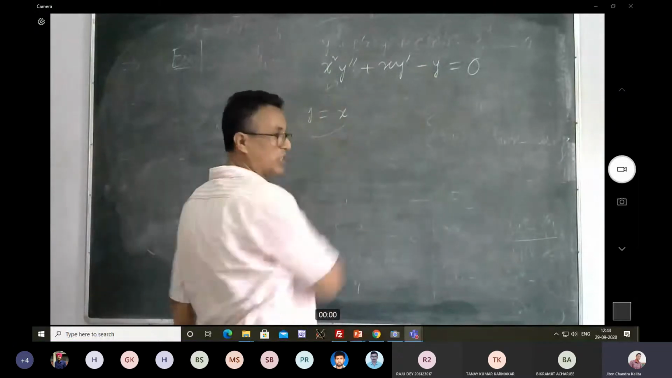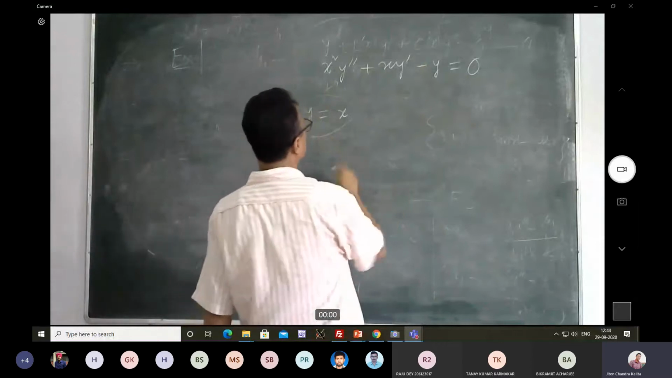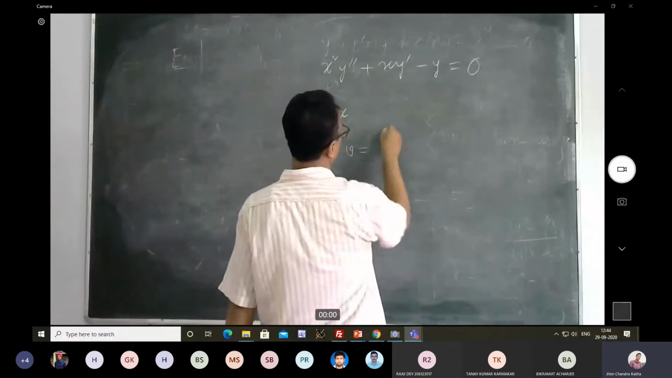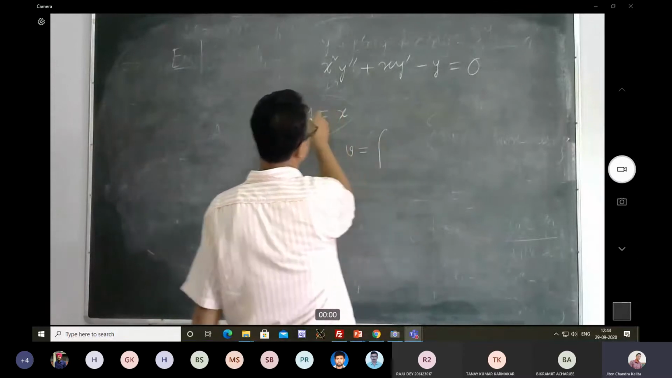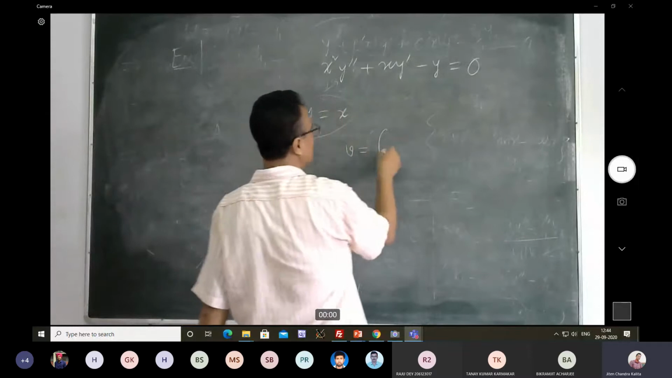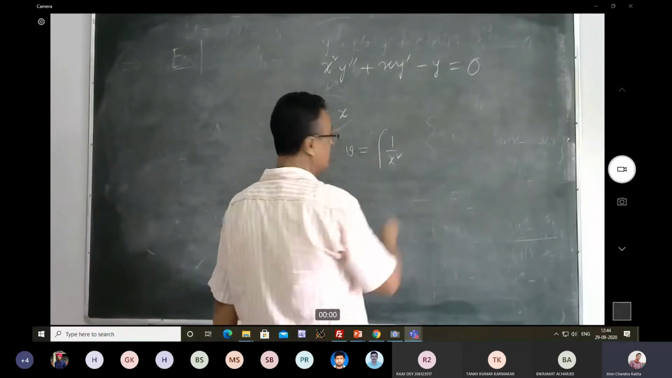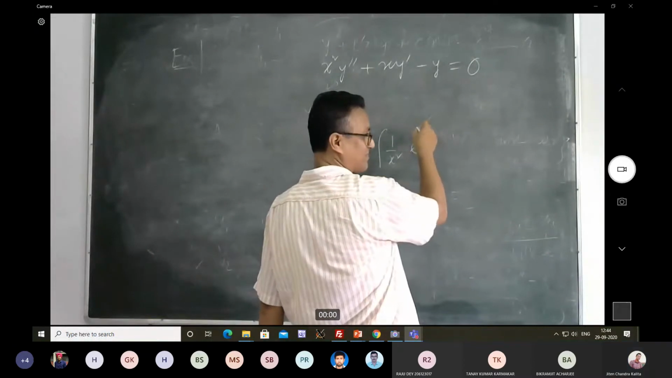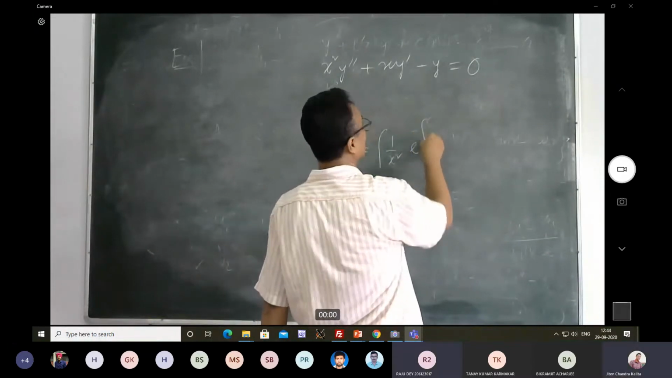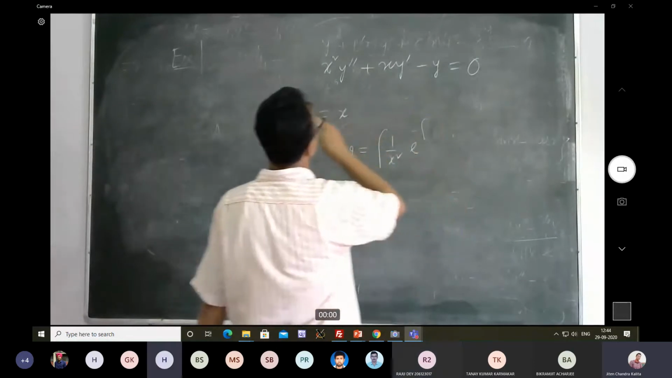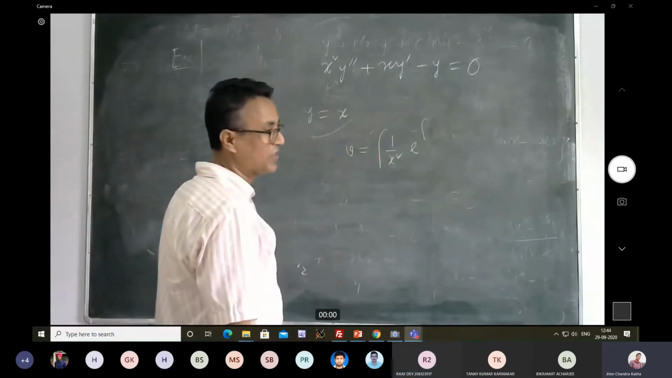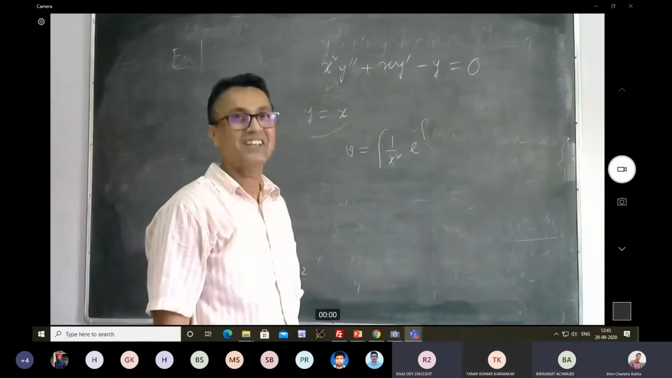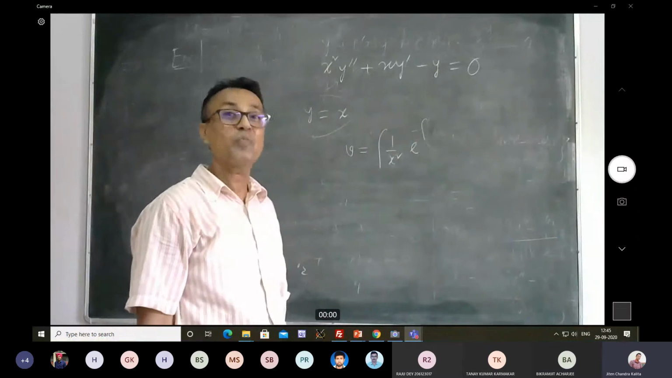then what I'm going to do is find v equal to what? V was 1 by y1 squared, e to the power minus integral of p dx. My y1 is x, so 1 by x squared. So what is p here? It is 1 by x, because you have to reduce it to normal form.